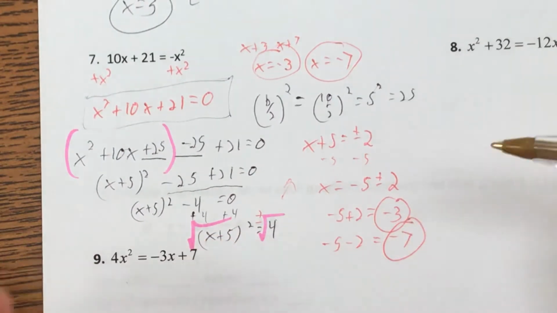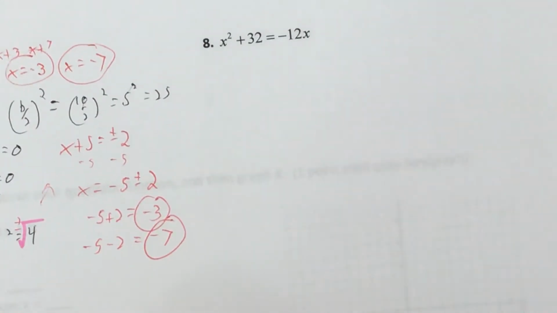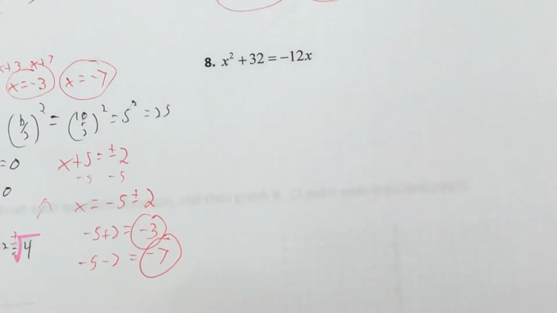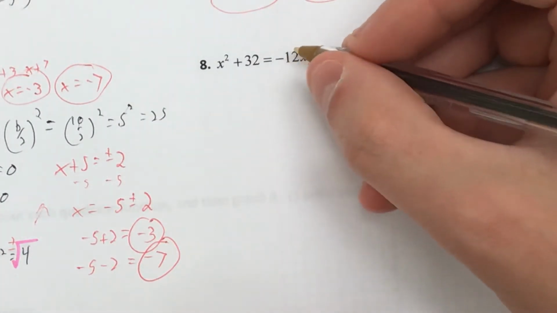Completing the square, it works. It gets you the same answer. It's just factoring is a lot faster. It's not wrong. All right. The next couple, I'll try to do relatively quickly because this video is getting pretty long.